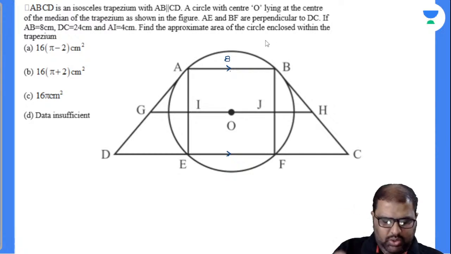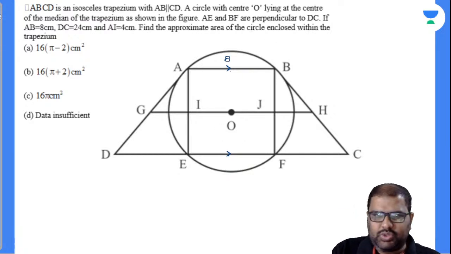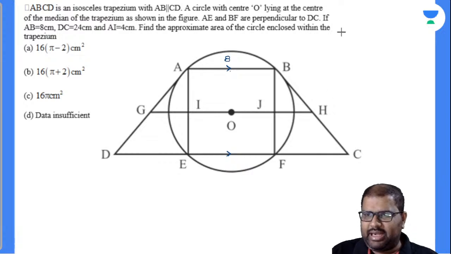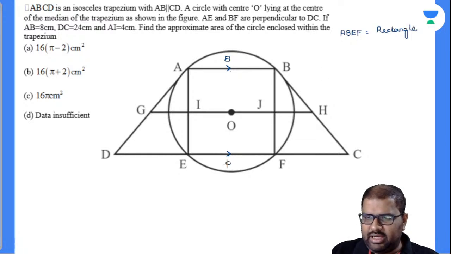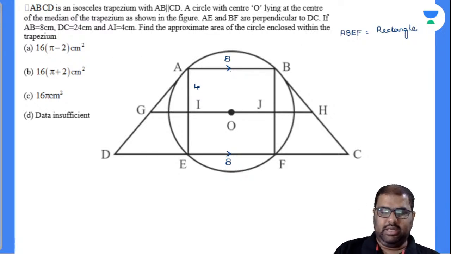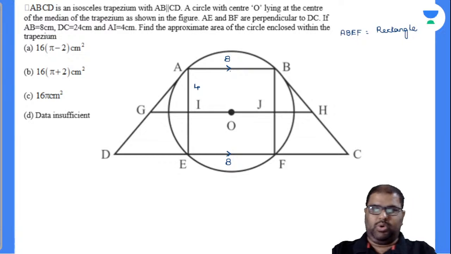Anybody? If AB is equal to 8, I can surely say EF is also 8, because ABFE will be a rectangle in a trapezium. Everybody knows about this. ABFE will be a rectangle, opposite sides will be equal, and this will be 8. Now, in what way will this be helpful? Let's see. In an isosceles trapezium, everybody knows this is the median. Now automatically the value is given as 4. What is the approximate area of the circle enclosed within the trapezium is the question asked. Enclosed within the trapezium. Okay, fine.